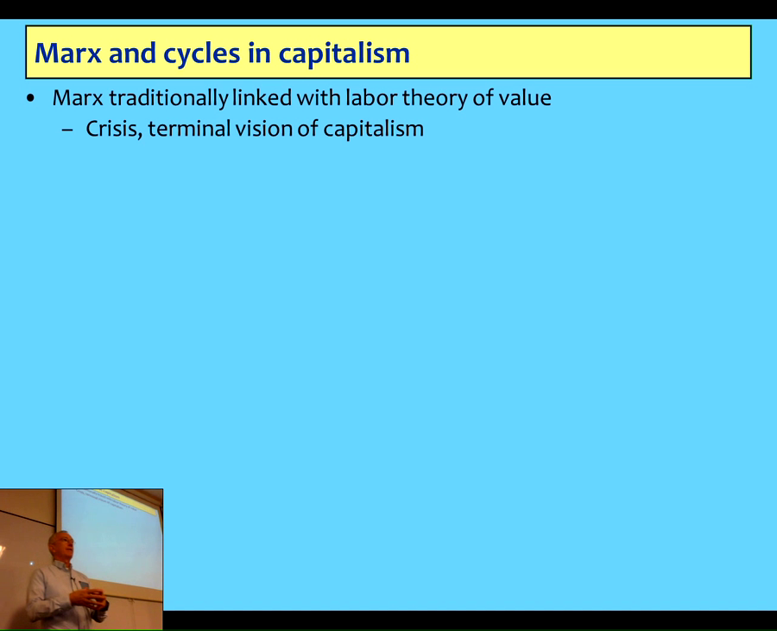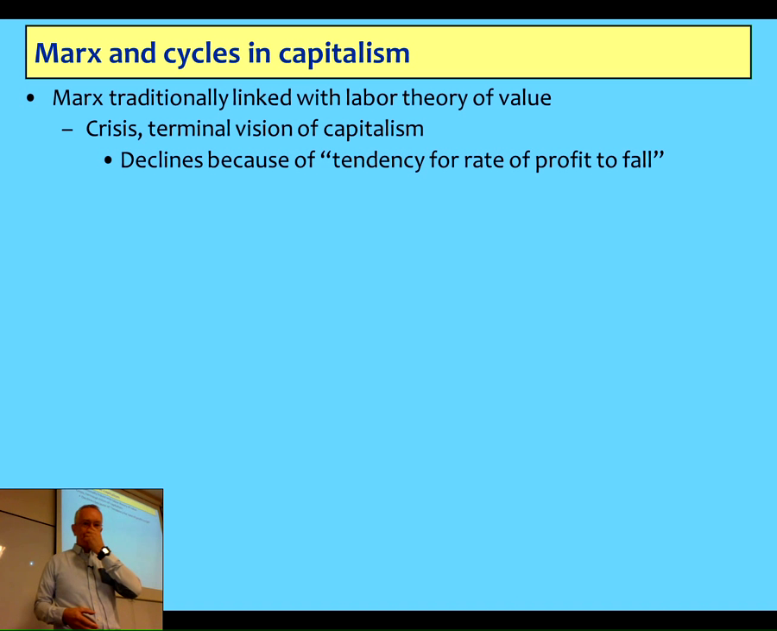That labour theory of value had a crisis vision of capitalism. It was going to collapse. Socialism was inevitable, and so on. And a major driving force was this tendency for the rate of profit to fall.